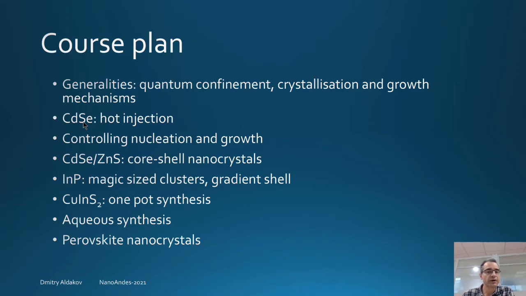I will talk about how can we control the nucleation and growth of nanocrystals. I will talk about core shell nanocrystals using as an example cadmium selenide zinc sulfide. I will talk about the synthesis of indium phosphide and its particularities, magic size clusters, a gradient shell. Then I will switch to ternary nanocrystals such as copper indium sulfide ones, non-toxic ones. I will explain a little bit about ligands and aqueous synthesis, and I will finish talking about perovskite nanocrystals.